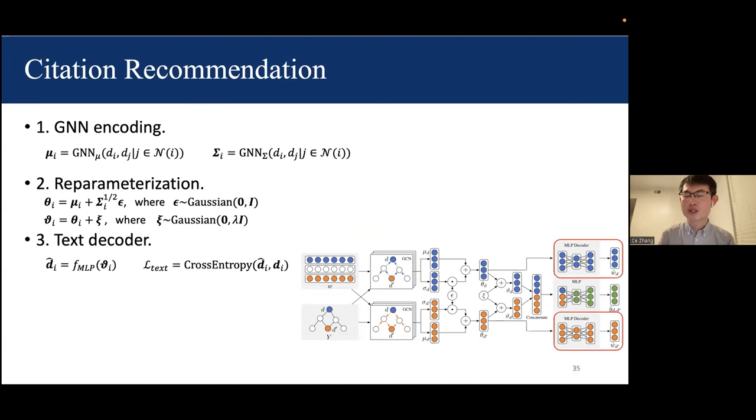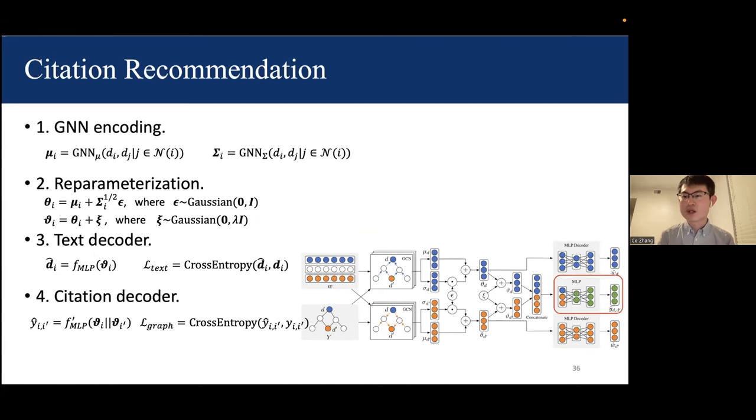And finally, we have two decoders. The first decoder is text decoder. So we use the embedding of the current document and input it to a multilayer neural network. And then we can obtain the reconstructed text data. And then we compare the reconstructed text data d-hat with the ground truth text data. Here, the ground truth text data is bag of word representation. And we use cross entropy as the loss function, and we can obtain L text.